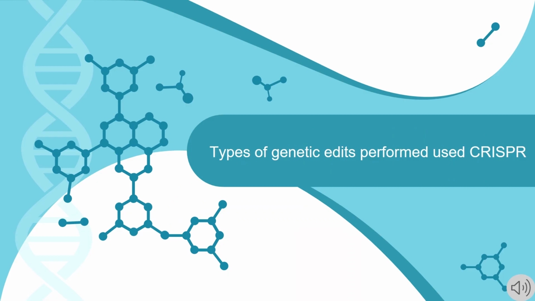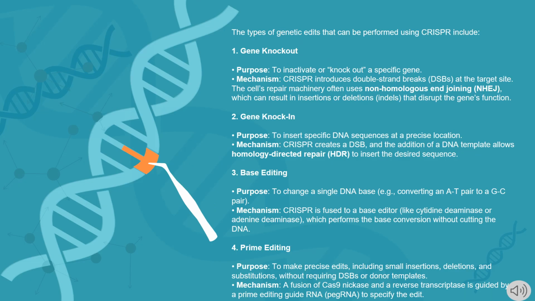Types of genetic edits performed using CRISPR. Types of genetic edits that can be performed using CRISPR include genetic knockouts. Purpose: to inactivate or knock out a specific gene. Mechanism: CRISPR introduces double-strand breaks (DSBs) at target sites. The cell's repair machinery often uses non-homologous end joining (NHEJ), which can result in insertions or deletions, indels, that disrupt the gene's function.